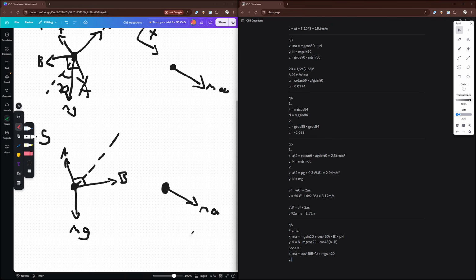And then in the y direction, it's also 0, is cosine 45. So in the y, they both act towards positive y. So a plus b, equals, and then minus mg cosine 20, right? Because if we think about it, 20 degrees is here, mg cosine here.